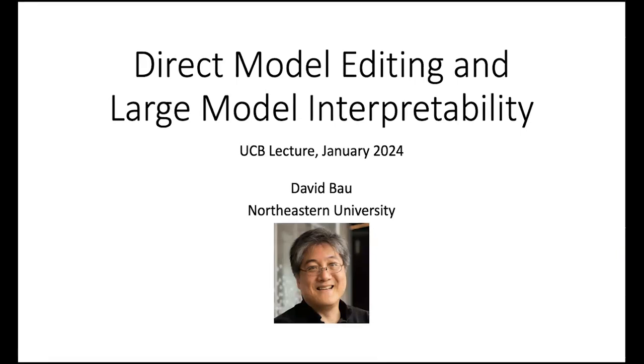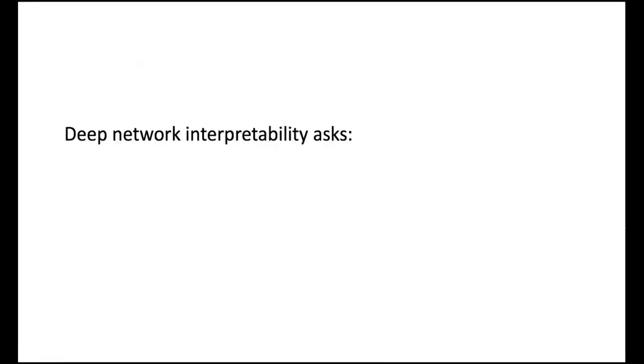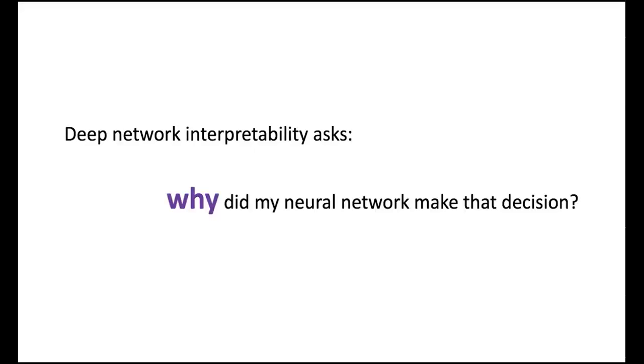So I'm going to talk a little bit about interpretability. Basically, what is this field about? We ask a really simple question, which is: why? A lot of neural network work is about how to get a network to work well, and we like to ask the question, why did the neural network work well or badly? Why did it make that decision?